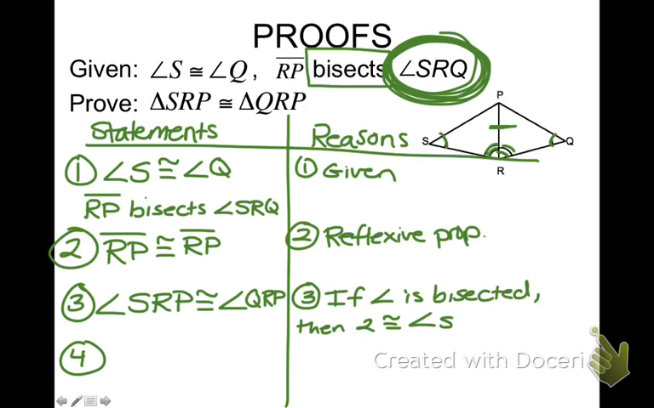All right, so rewrite your prove line. Triangle SRP is congruent to triangle QRP due to angle angle side congruence.